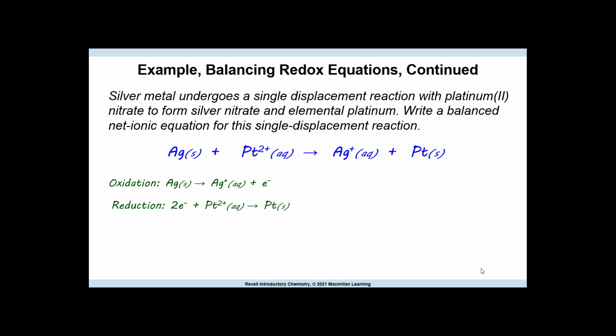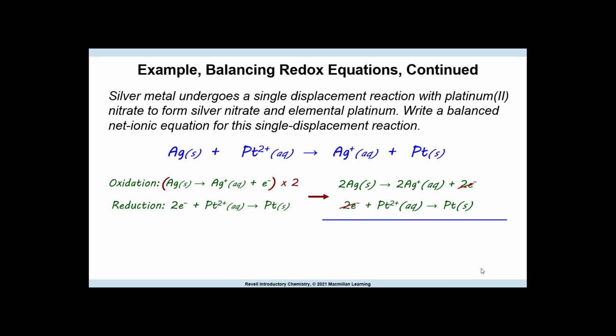To balance the electrons in each half reaction, we multiply each species in the oxidation by 2. We then combine the two half reactions. There are 2 electrons on both the reactant and product side, so we cancel them out. This gives us the balanced net ionic equation. So if we plug this in, and then we can cancel out, we end up with the balanced net ionic equation.